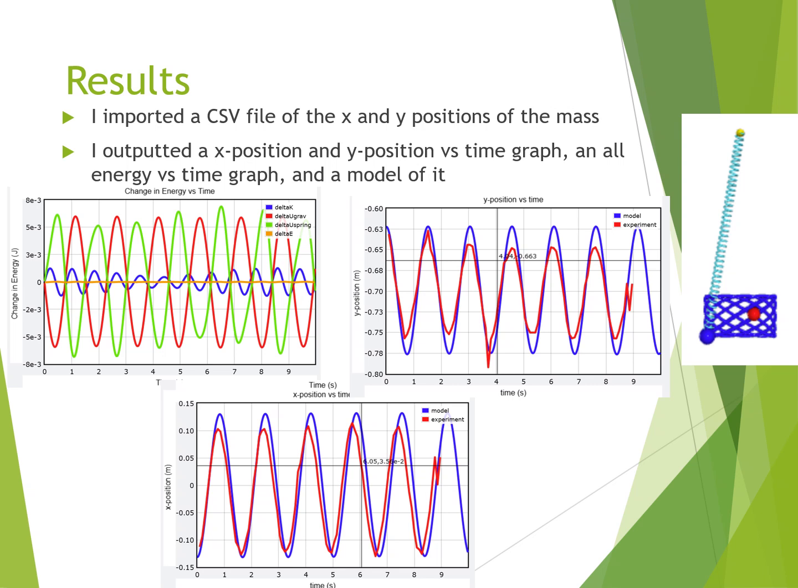The results. So I imported a CSV file of the X and Y positions of the mass, and I outputted an X position and Y position versus time graph, and then an all energy versus time graph, and a model of it, which is on the right. In the change in energy versus time graph, you can see the total mechanical energy, which is the orange line, stays constant throughout, and the Y and X positions are very close to the modeled prediction.